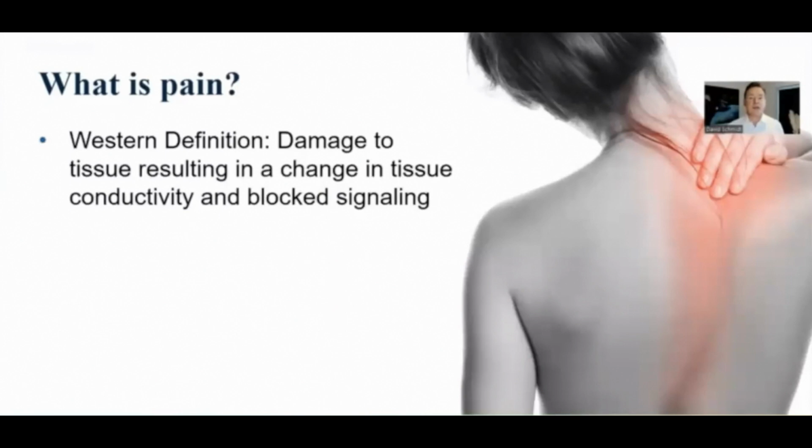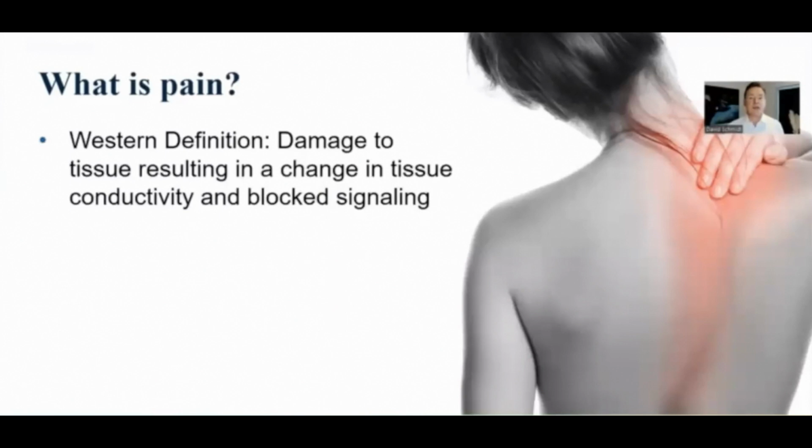And what's interesting is that we can compare the Western and Eastern definitions, and they describe exactly the same phenomena. With a Western definition, Western medicine, we might say that the tissue has been damaged, and this results in a change of tissue conductivity. There's an imbalance in electrolytes. There's an increase in oxidative stress and inflammatory markers. And as a result, we get a blockage in the ability of the nervous system to create proper signaling, and the brain interprets this as pain.